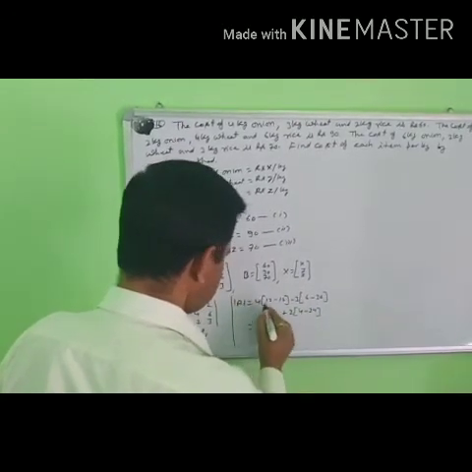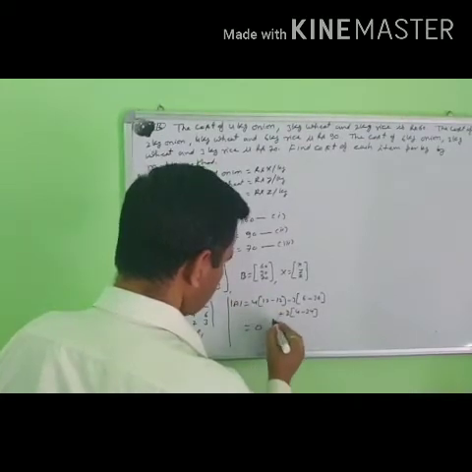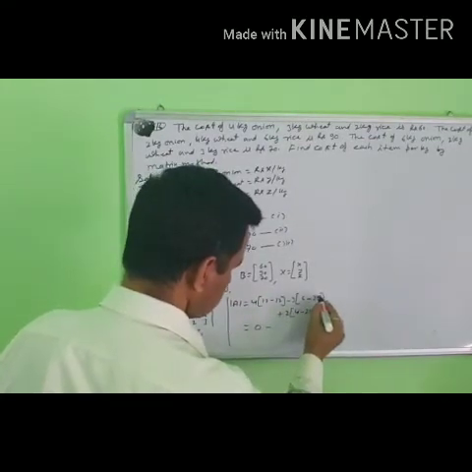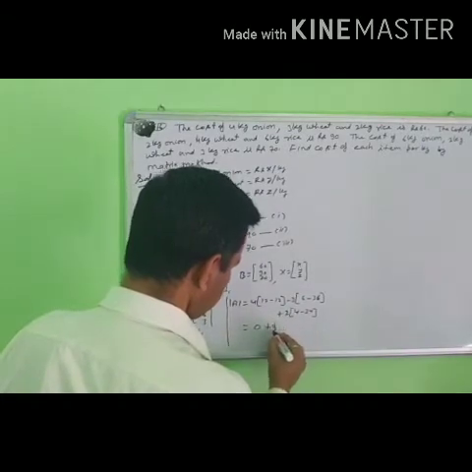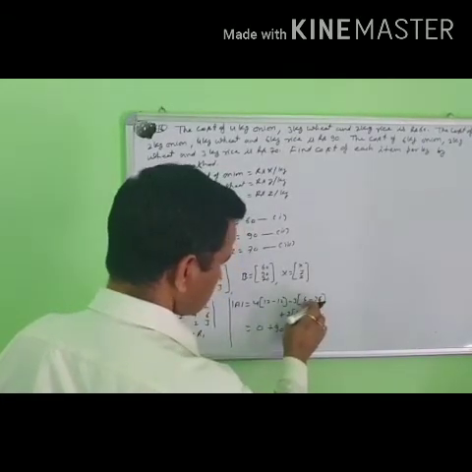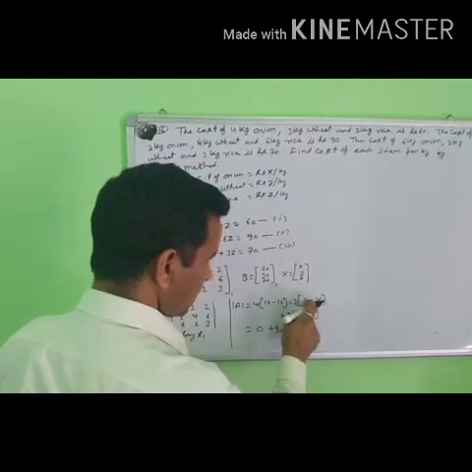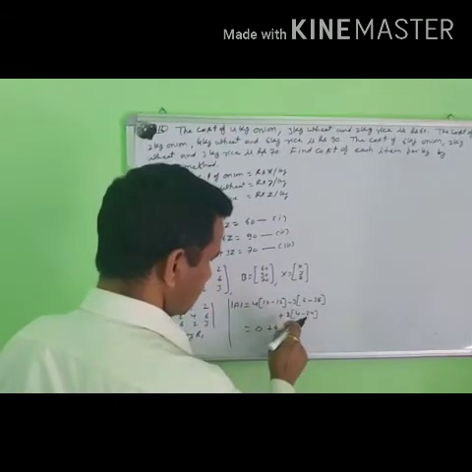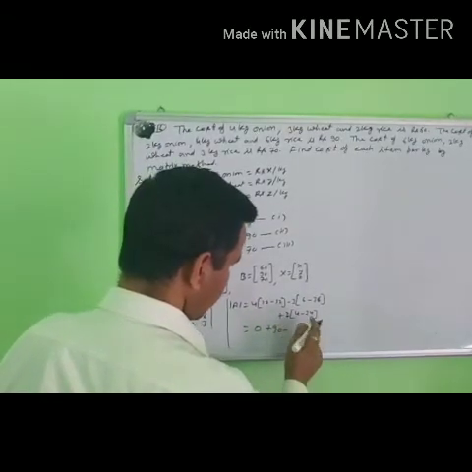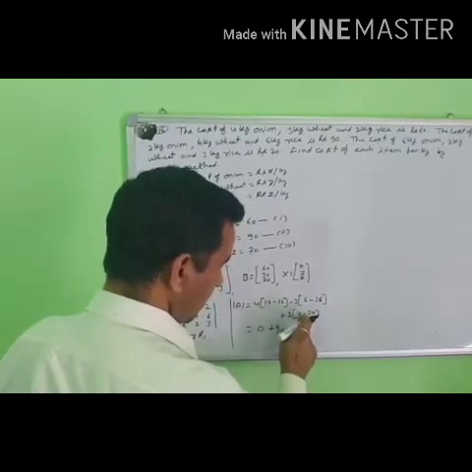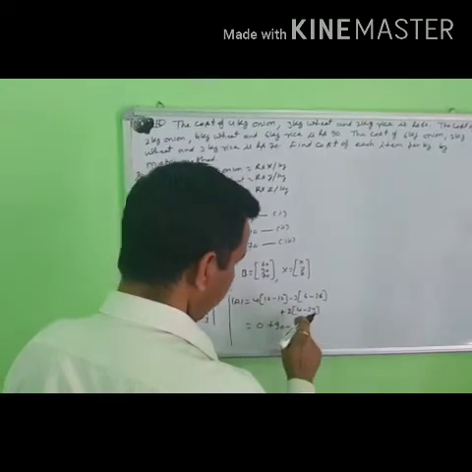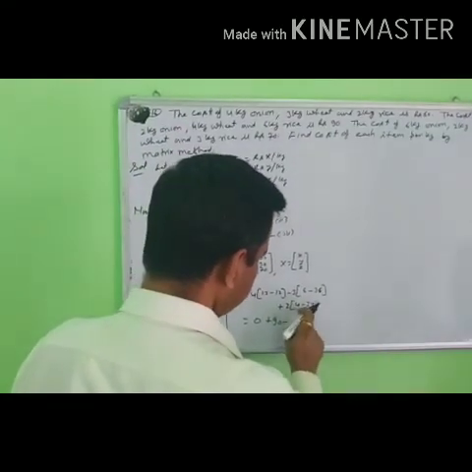So this is 12 minus 12, which is 0, then minus 3 times minus 30, that is plus 90, and similarly 2 times minus 20, that is minus 40.